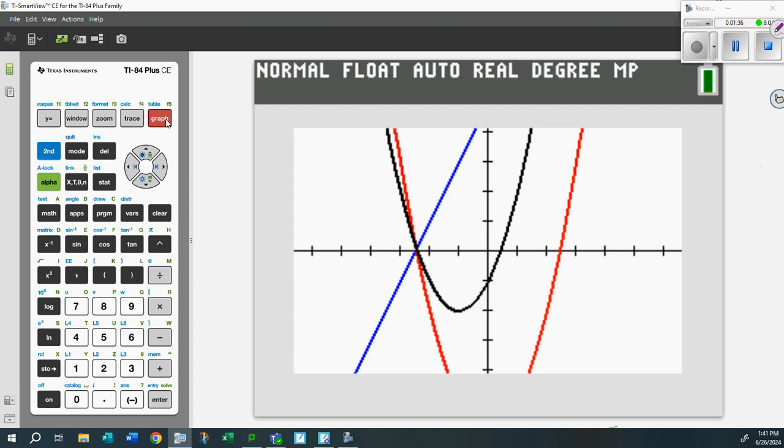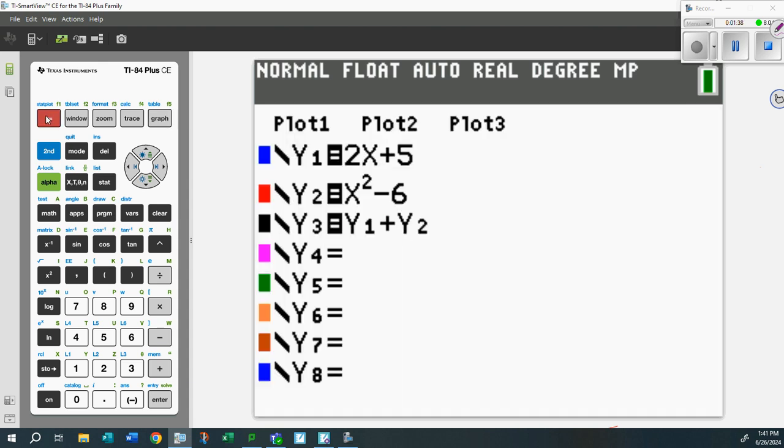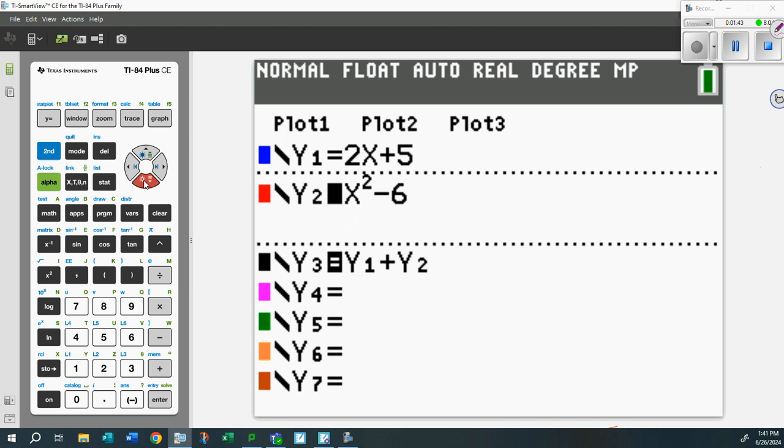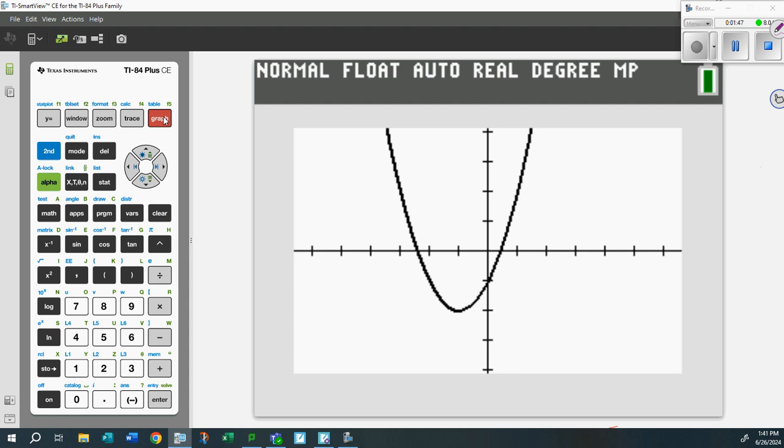Which is a huge mess again because you can't see it. So I'm going to get rid of this original function and this original function by just mousing over the equal sign and hitting enter and go graph. There it is. There's my composite function. That's how it works.